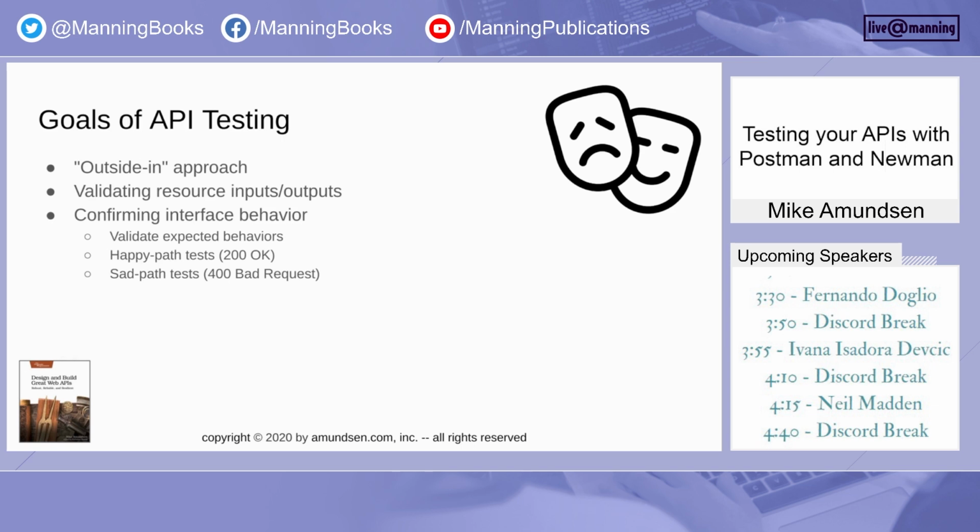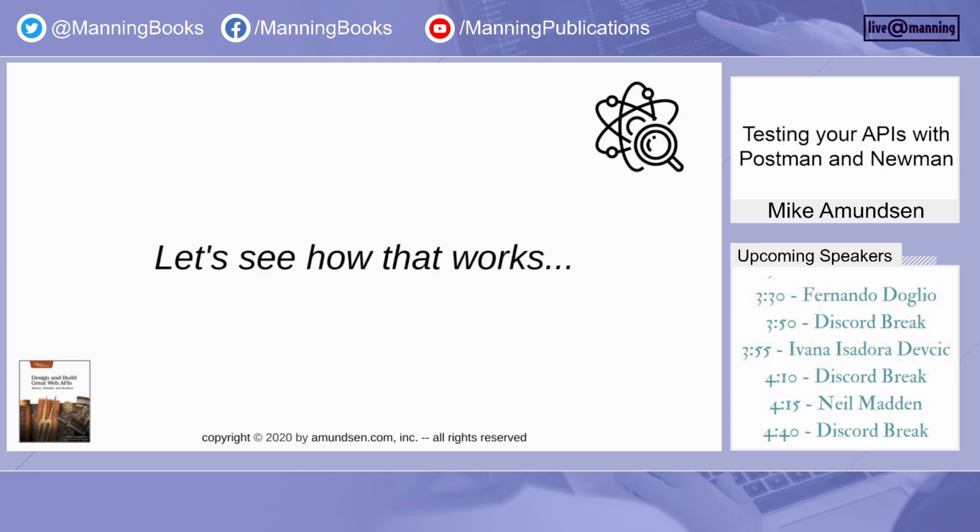I send an invalid filter value, or if I try to write a record that's a duplicate, or if I try to write a record that's got improper inputs or doesn't have the required fields, I should get that 400 back. So when I do my tests, I'm going to have both happy path and sad path tests. That's really, really important. So let's see how we can put this together.